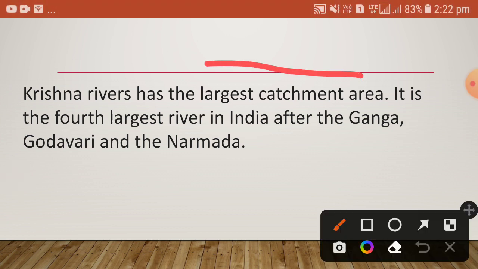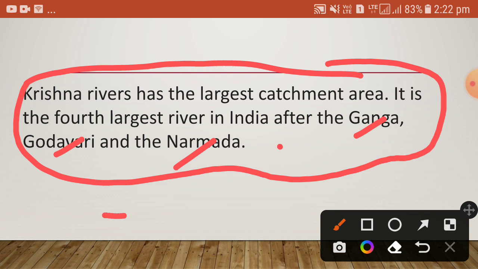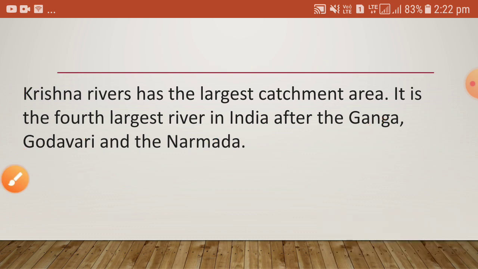It is the fourth largest river in India after Ganga, Godavari and Narmada. Remember the order also: Ganga, Godavari, Narmada. And you may ask, what about Indus and Brahmaputra? Those are the rivers which are transboundary in nature. Indus originates in Tibet and ends in Pakistan, like this, and Brahmaputra originates in Tibet and ends in Bangladesh. But these are the rivers which originate and end in India itself. So you have to remember these three things.